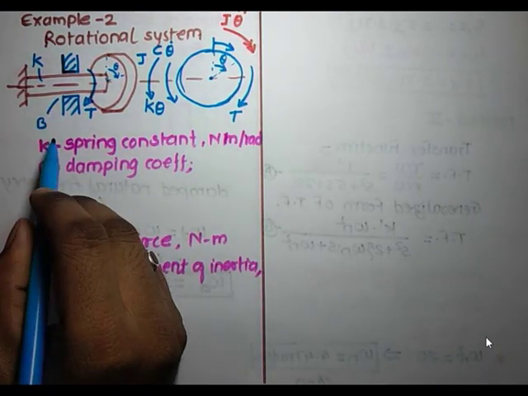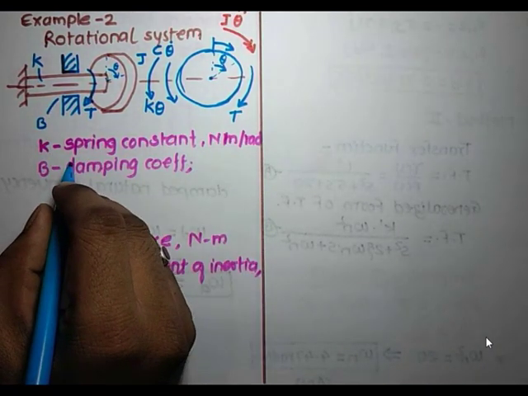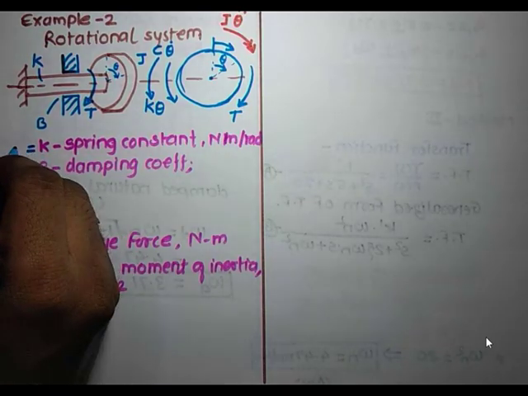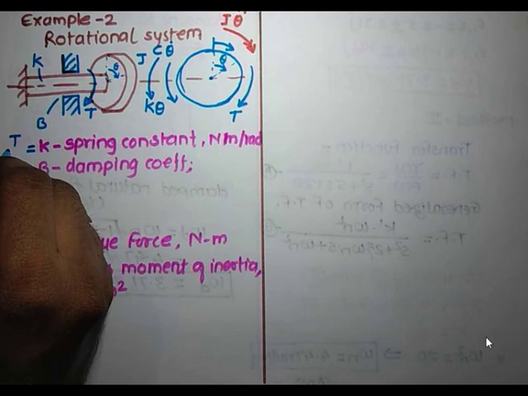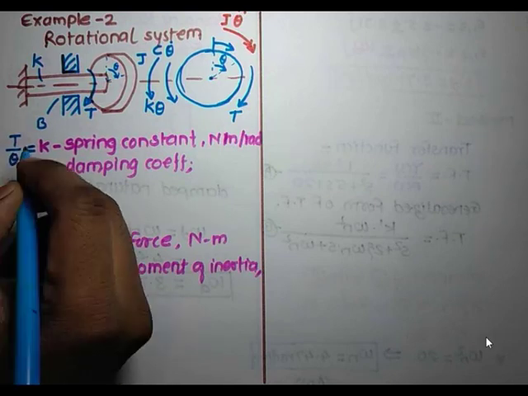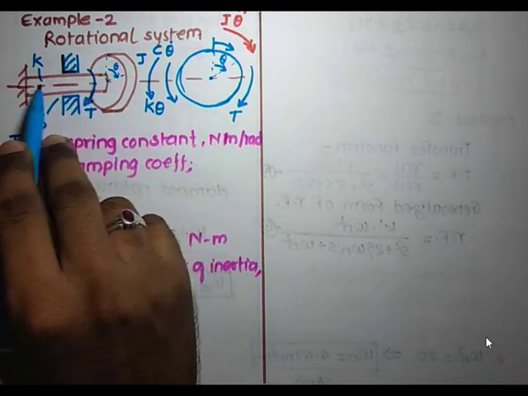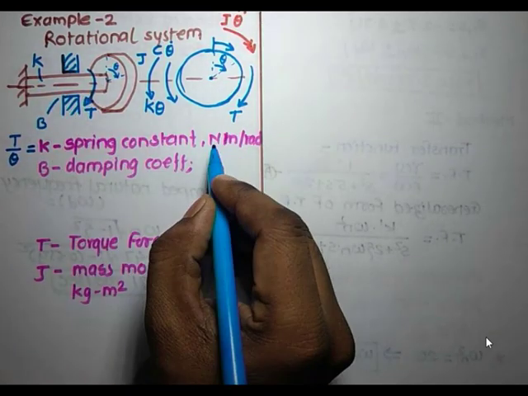Now in our case, K is the spring constant. We know that the spring constant, as per the definition, is force upon unit deformation. So here force is torque and deformation is theta. Then the unit of spring constant for a torsional spring, or the shaft as a torsional spring, is Newton meter.